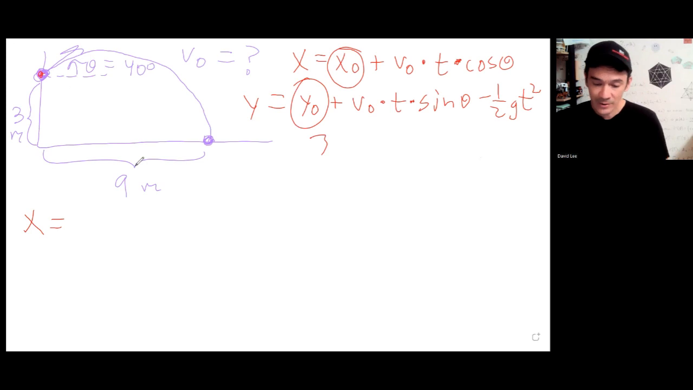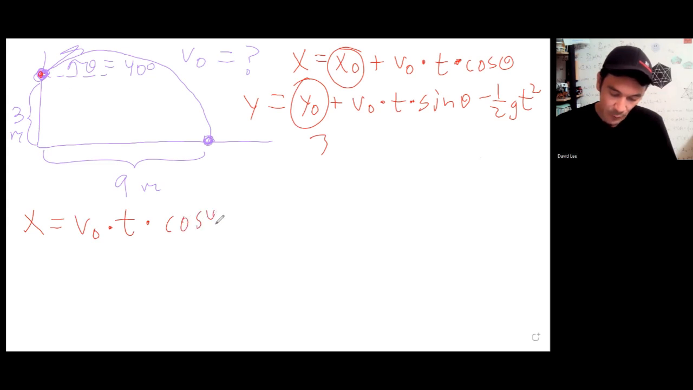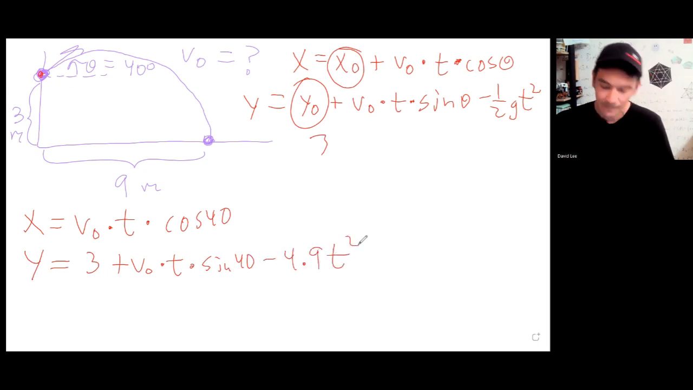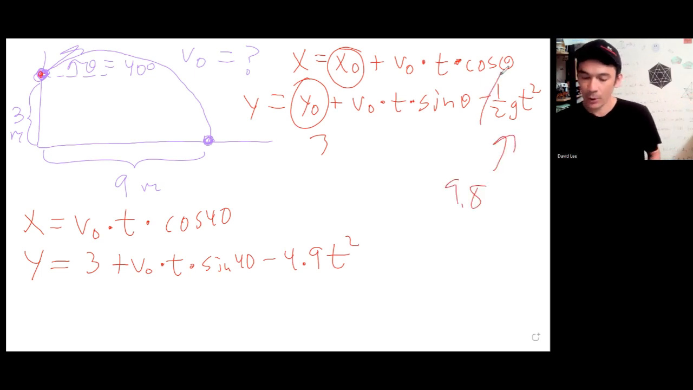So our x equation simplified would look like v naught times time times the cosine of 40. The y equation would look like initial height 3 plus v naught times time times the sine of 40 minus 4.9 t squared. I got 4.9 because if g is 9.8, you can go half of 9.8 to get 4.9, okay?